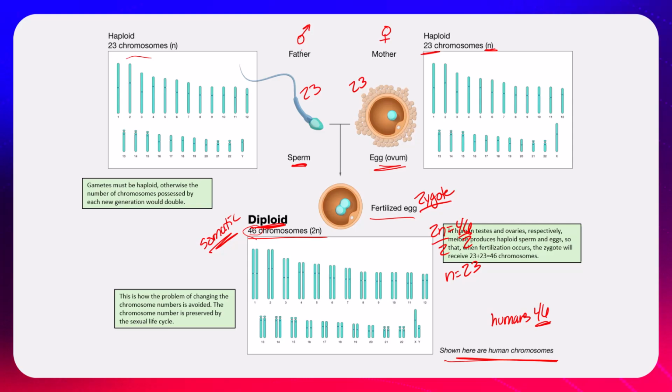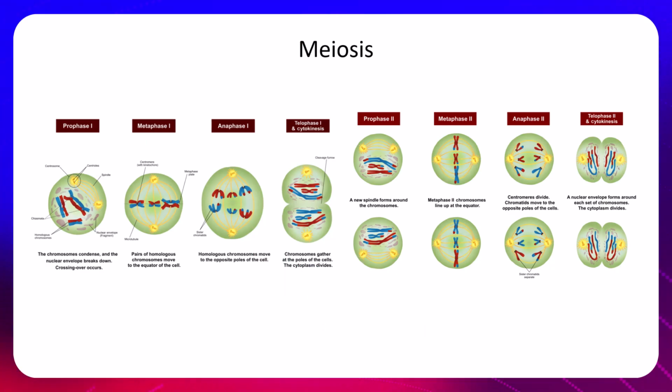If we as an organism and as a species need to conserve our chromosome number, we have to first halve our chromosome number to produce those gametes, so that when they come together they produce the viable diploid cell that will eventually produce a new organism. That is called the sexual life cycle.